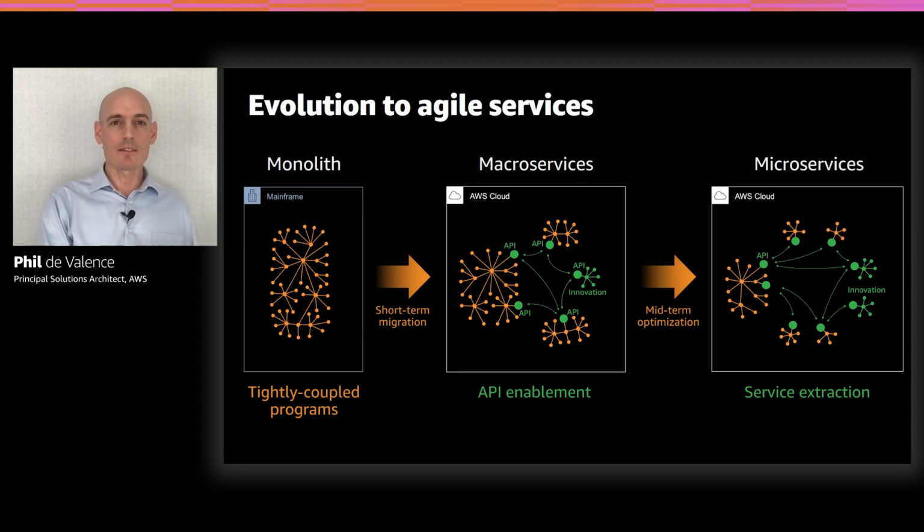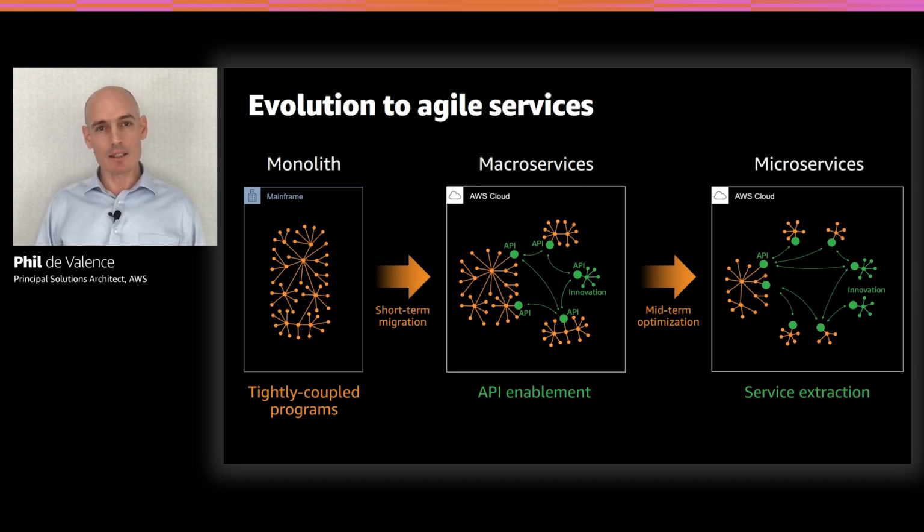The first phase is a short-term migration and modernization. In this phase, the mainframe workload is transformed into macroservices. Macroservices are coarse-grained business services. You can see business functions are exposed as services using application programming interfaces or APIs. Macroservices use these APIs to invoke one another.